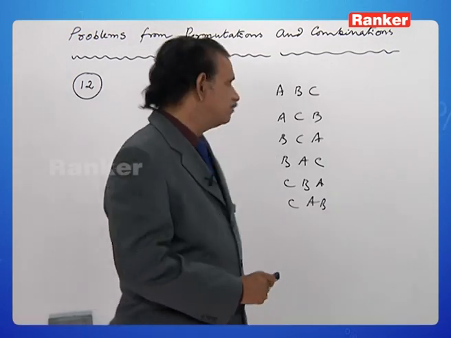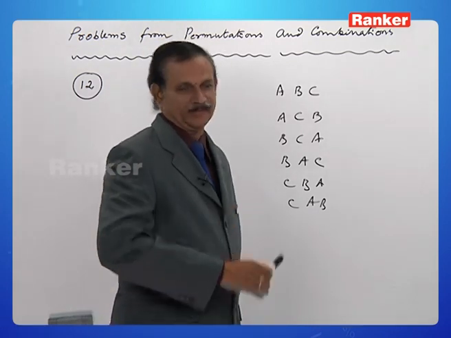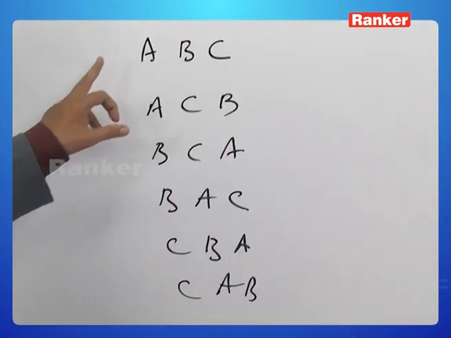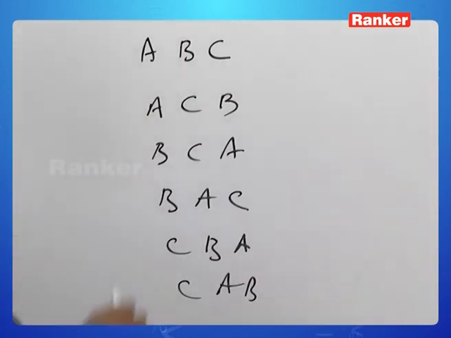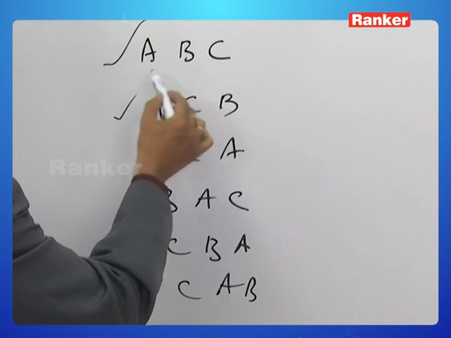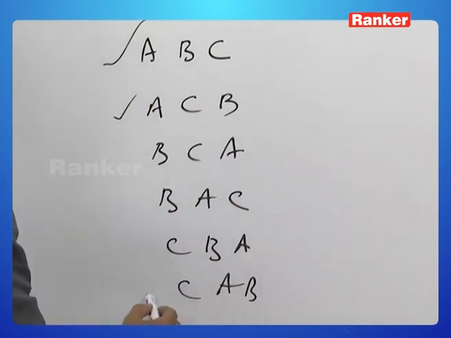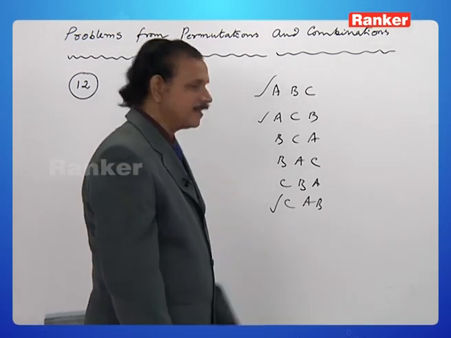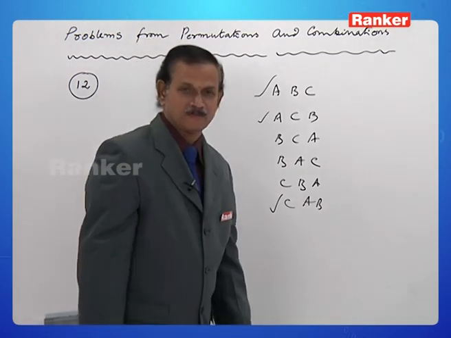Let us assume that A comes before B. Observe in what arrangements it will happen. A comes before B, A comes before B, A comes before B. In exactly half of the total arrangements, A comes before B.